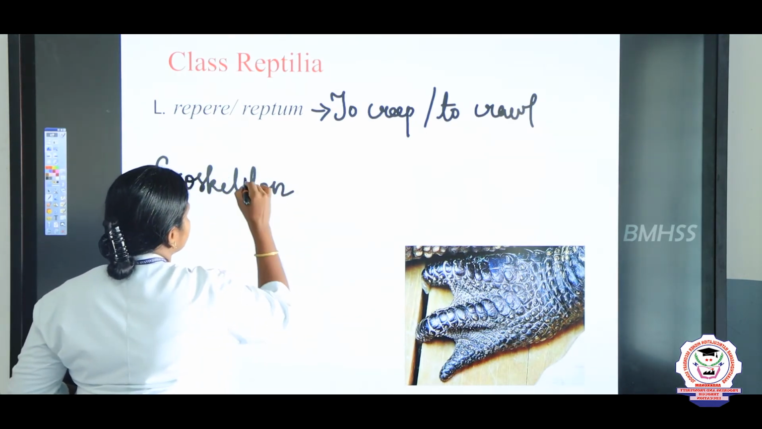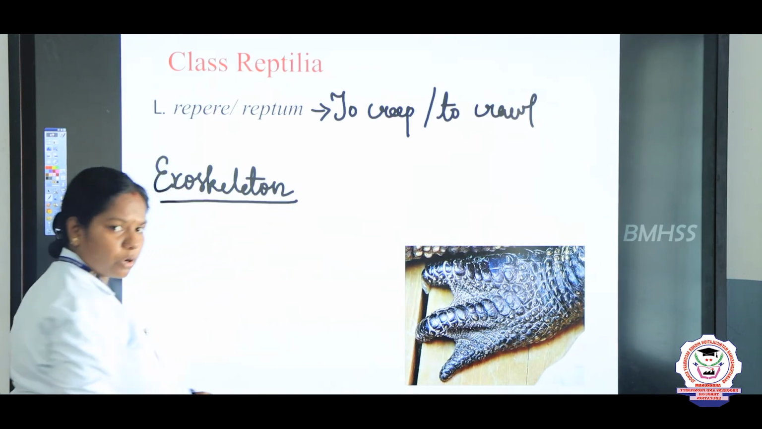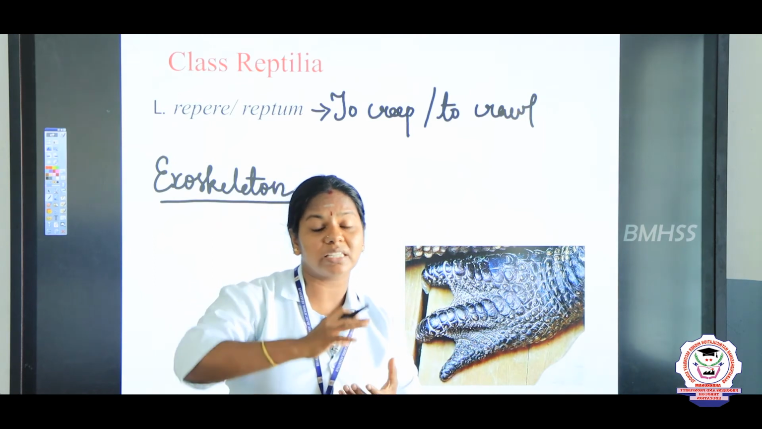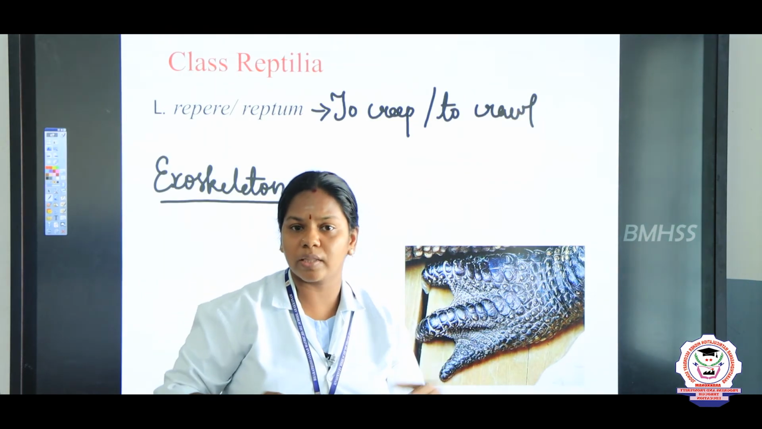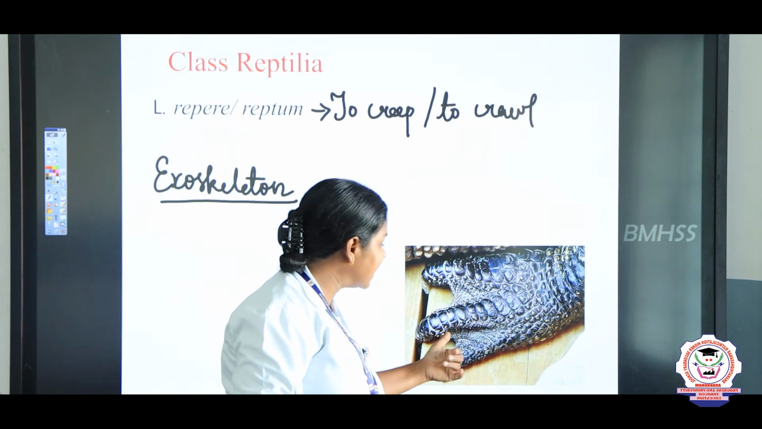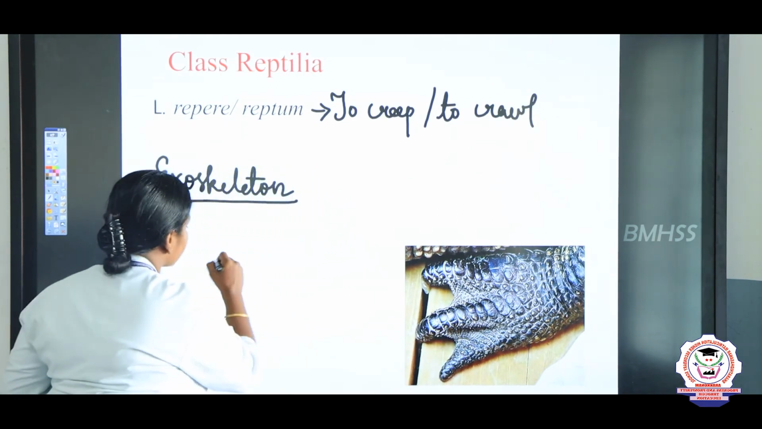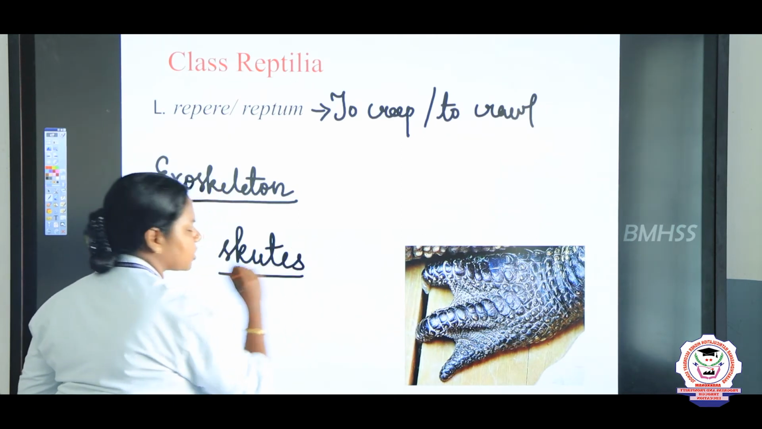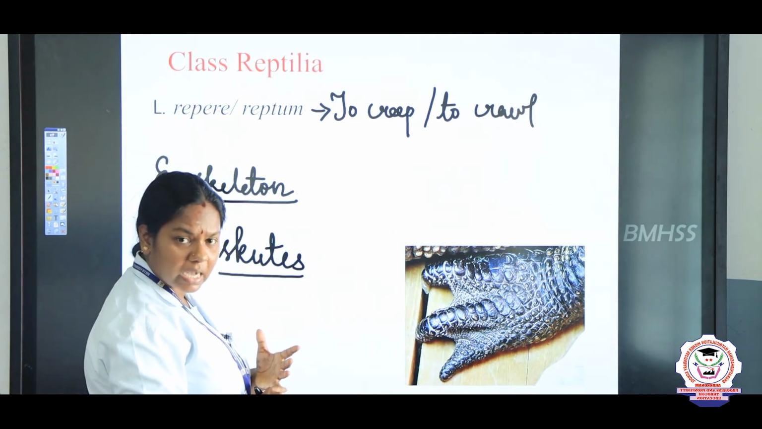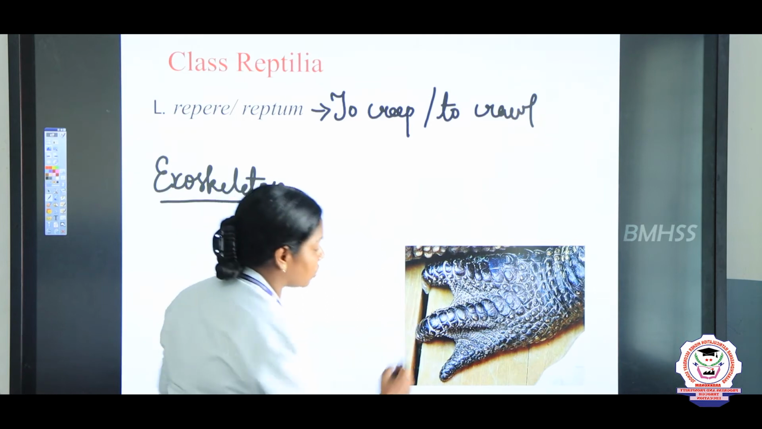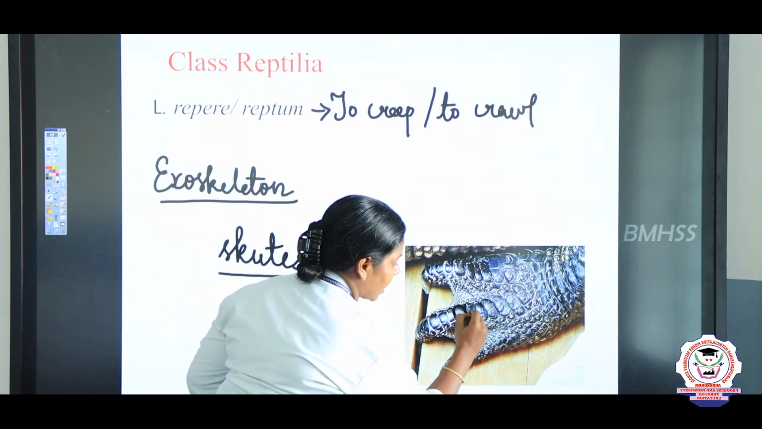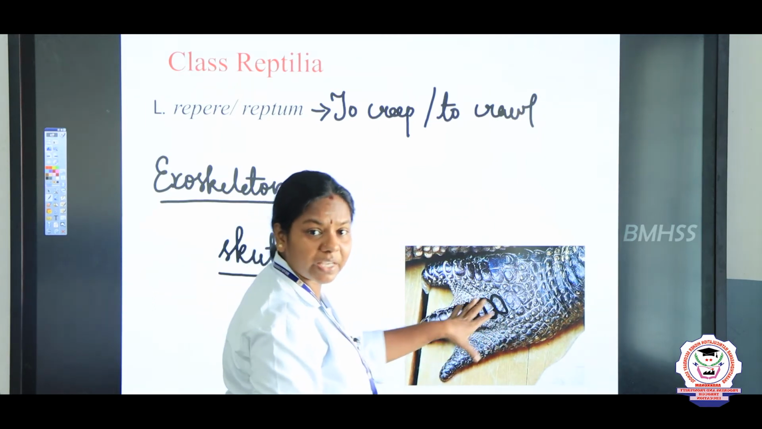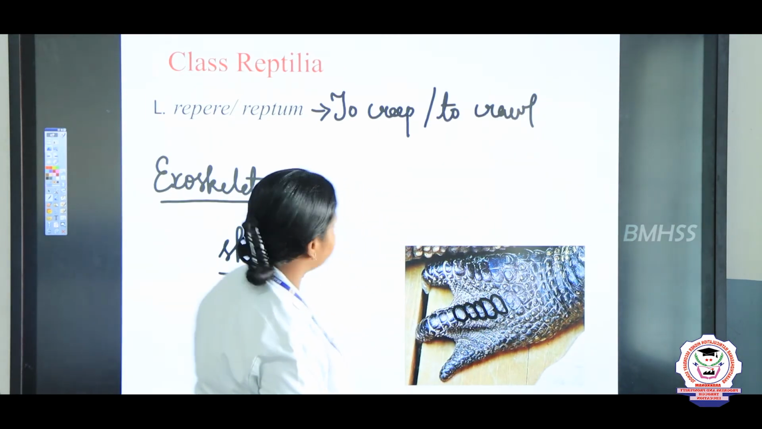Exoskeleton means which is present outside the body. If you just imagine a crocodile, children, you can see many rough surfaces on their body. Such surfaces we call scutes. So some possess epidermal scales and some organisms possess scutes. So this is a scute. You can see the triangular, rectangular surfaces which are very rough; we call it a scute.